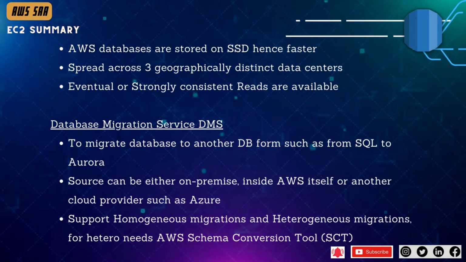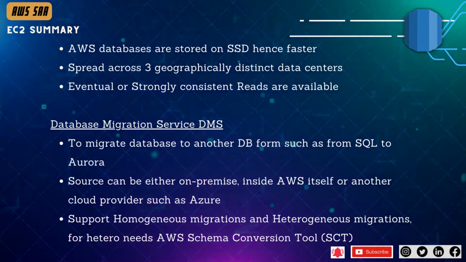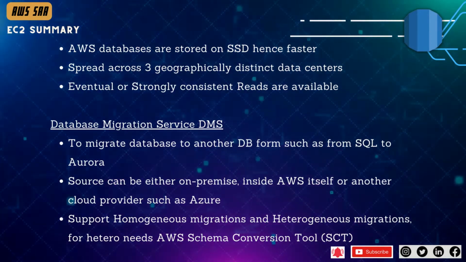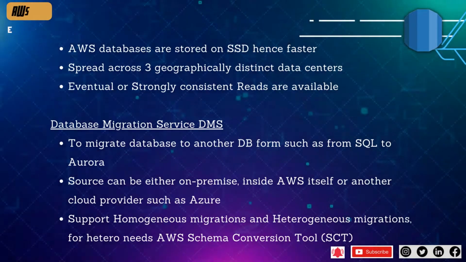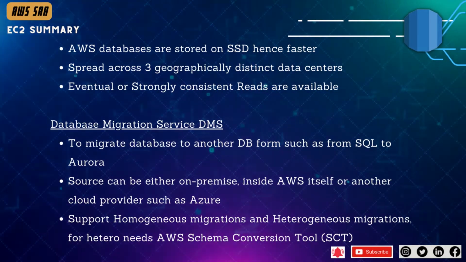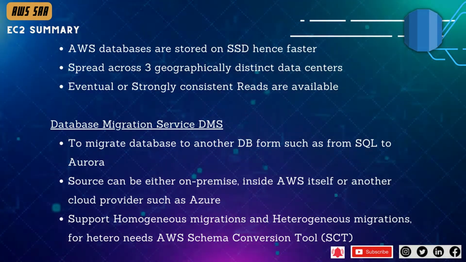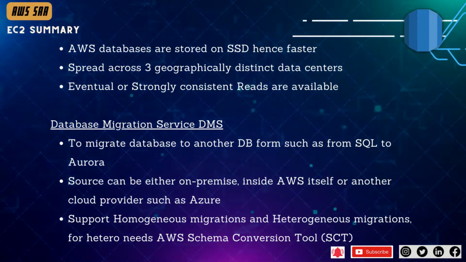So if you talk about DMS, which is Database Migration Service, that is used to migrate databases from one source to another. That could be on-prem, inside AWS itself, or in another cloud provider such as Microsoft Azure. DMS supports homogeneous migrations and also heterogeneous migrations. But for heterogeneous, you need to have the AWS Schema Conversion Tool, SCT.